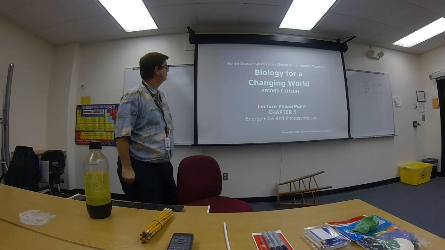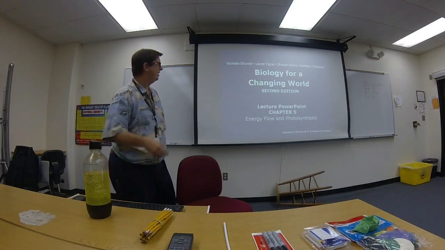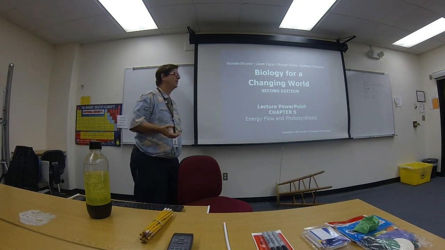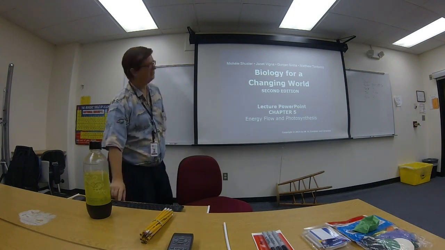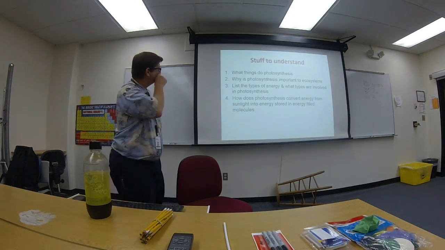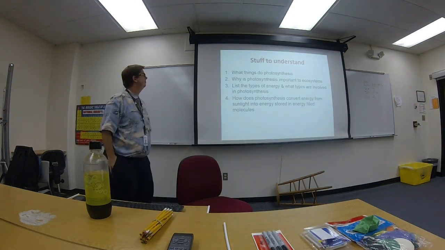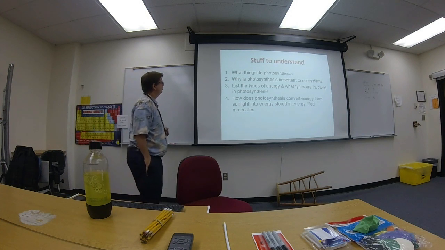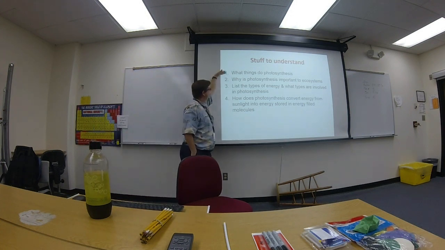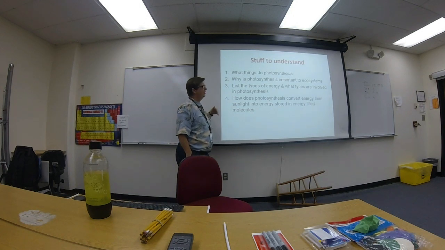Loosely derived from chapter 5 in your textbook, but it was sort of a little too light and fluffy, so we added in some details that ought to have been there all along. All right, so the things I want you to know. You're going to have to know what things do photosynthesis, why photosynthesis is important to ecosystems. Short answer is the bottom of the food chain.